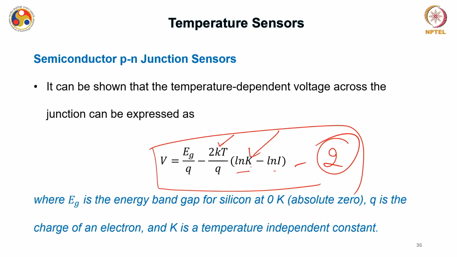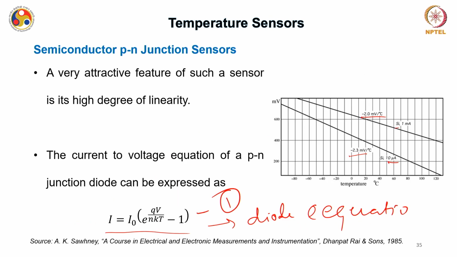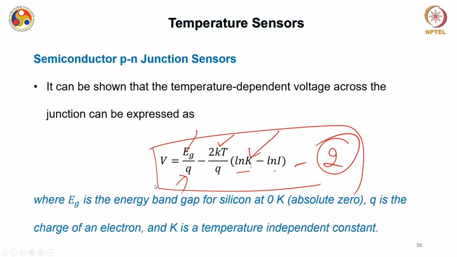In this equation, Eg is the energy band gap for silicon at absolute 0, and Q is the charge on an electron. This can be derived from the previous equation and another equation for I naught, which shows that I naught is directly proportional to the intrinsic concentration and so on. We are not going into more detail, but you can derive V equal to Eg by Q minus 2 KT by Q into ln K minus ln I. So, this is the temperature dependent voltage across the junction.